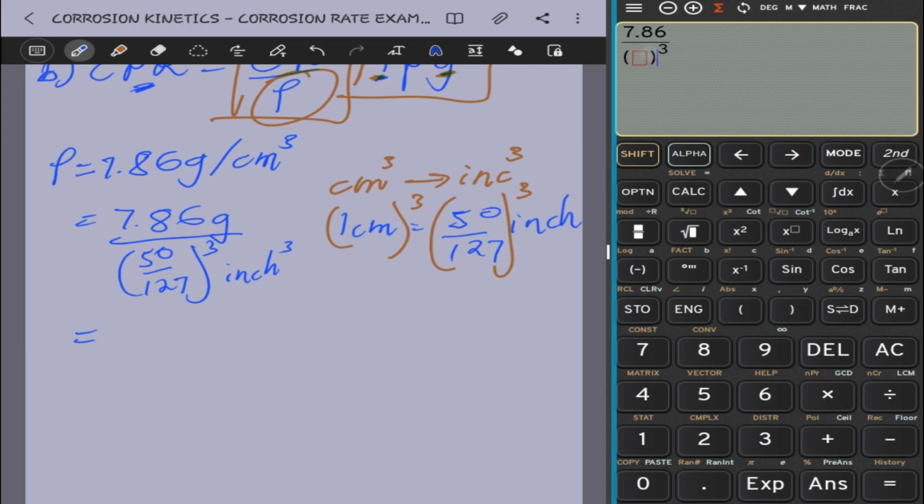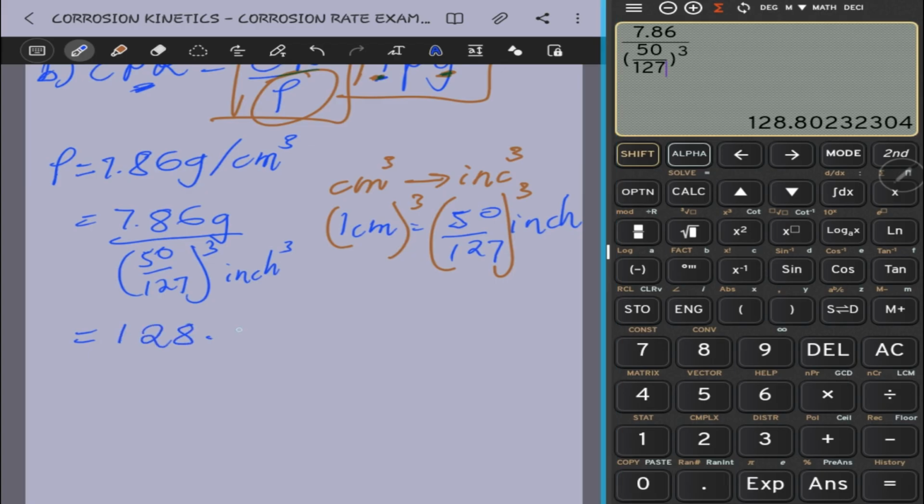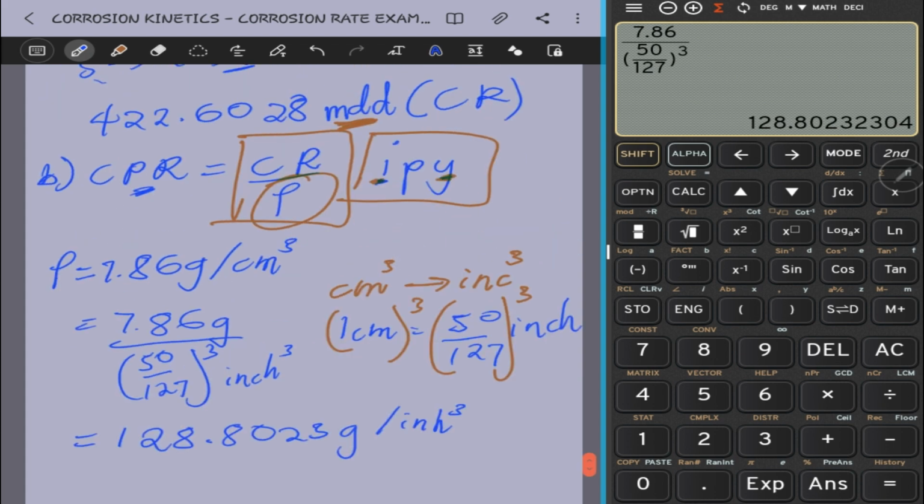When it comes to this one, I think it's safe to just put everything in brackets and then put an exponent there so that you don't get confused. So 50 on 127, and this is the answer we are getting. We end up with a density of 128.8023 grams per inch cubed. That is our density, which we will be using in order for us to get the answer. That's within the A part, right?